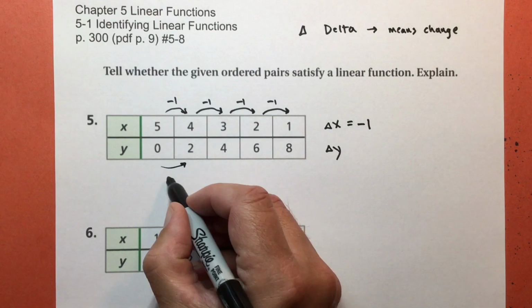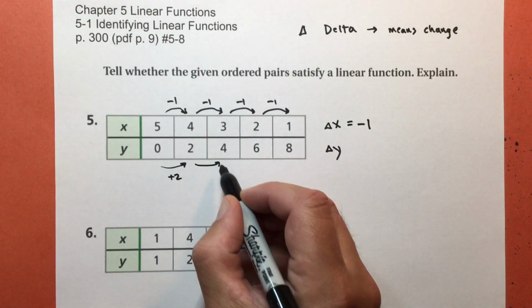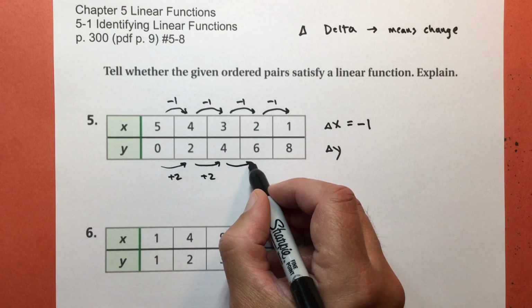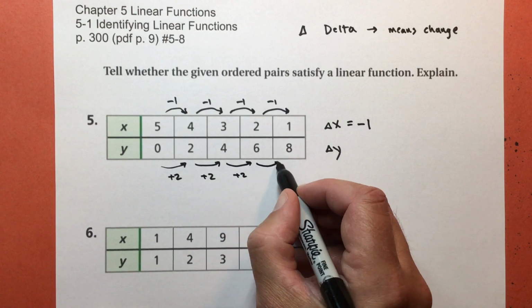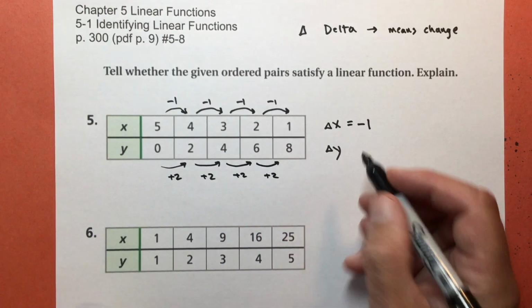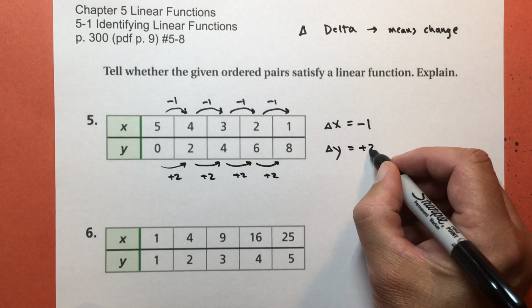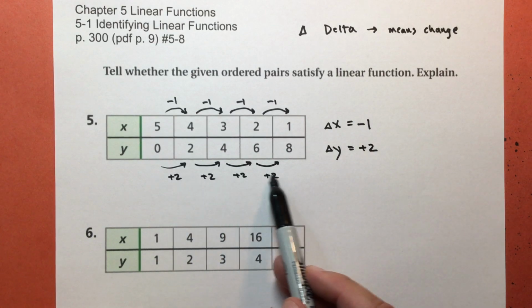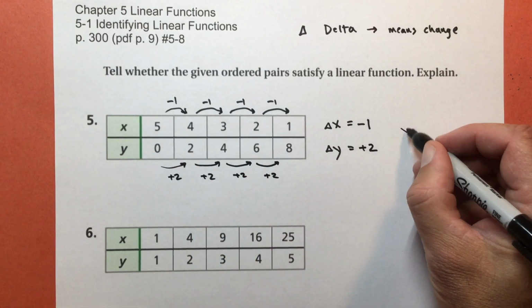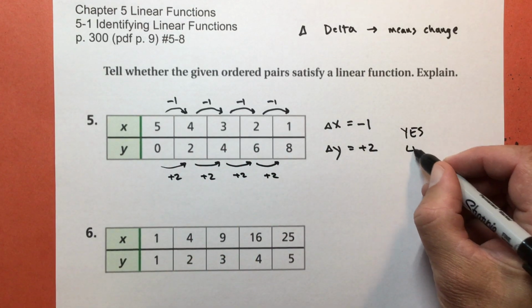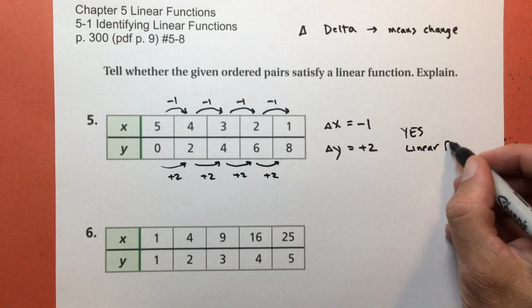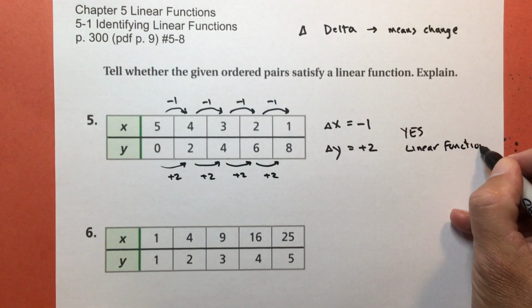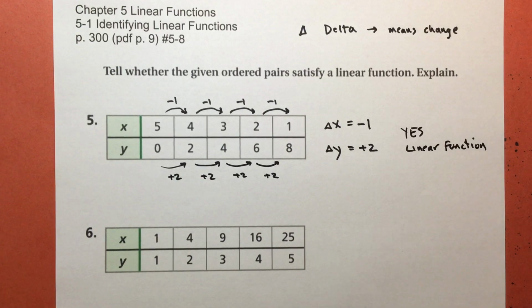To go from 0 to 2, I'm going to go up 2. 2 to 4 is up 2. To 6 is up 2. And from 6 to 8, I go up 2. So my change in y is plus 2. Since both of these are constant change, yes, this is a linear function. Let's look at problem number 6.